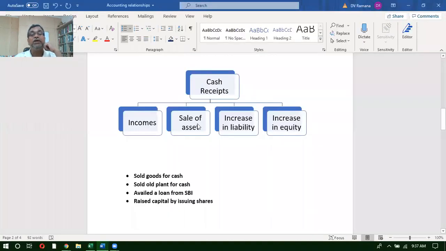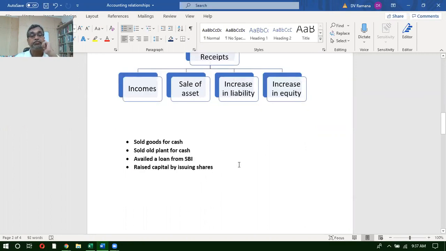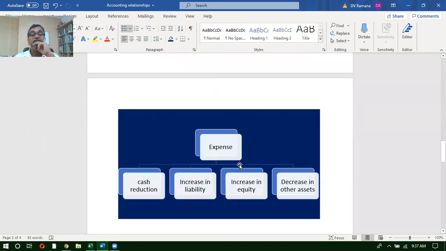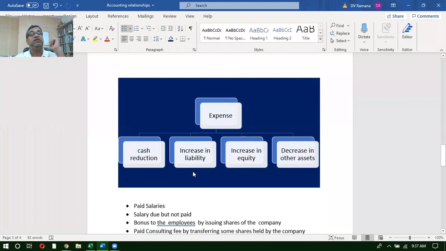So to recap, the receipt may be an income, maybe sale of an asset, maybe an increase in liability, or maybe an increase in equity. So now let us see expenses.